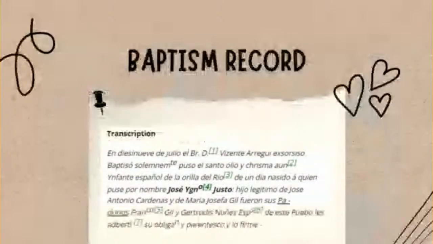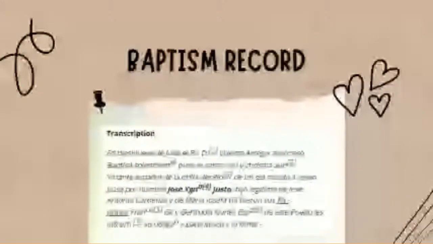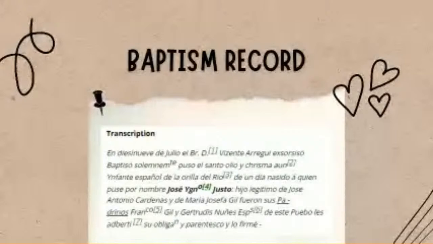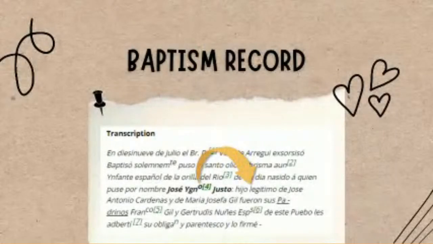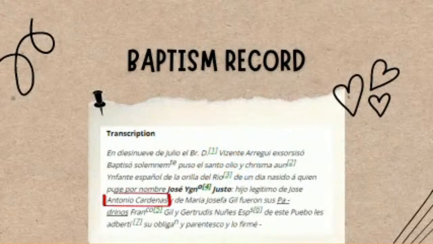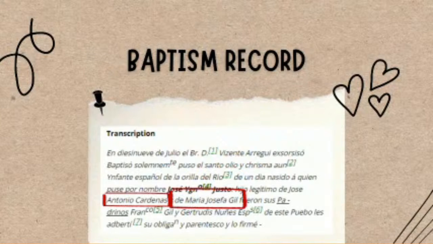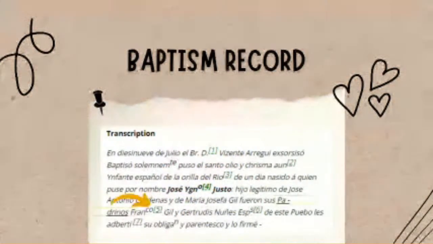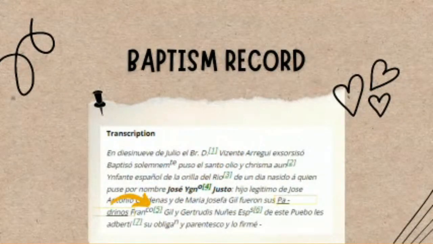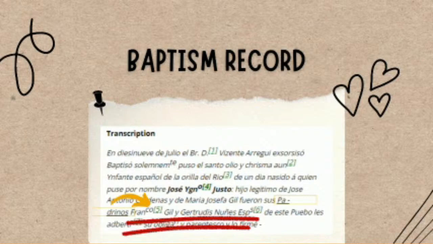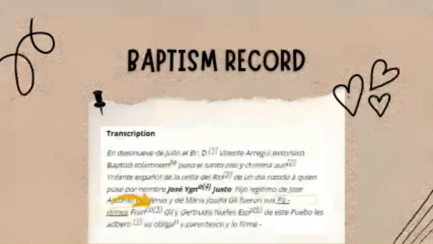Let's go back and refresh ourselves on that baptism. Here we can see that Jose Ignacio was the legitimate child of Jose Antonio Cardenas and Maria Josefa Gil. The godparents in this record were Francisco Gil, with Francisco spelled out at the bottom of the page, and Gertrudis Nunez, both Spaniards.